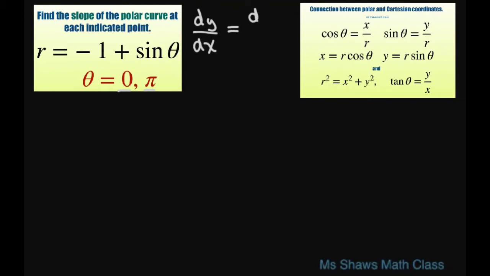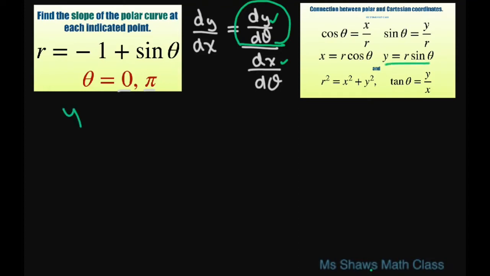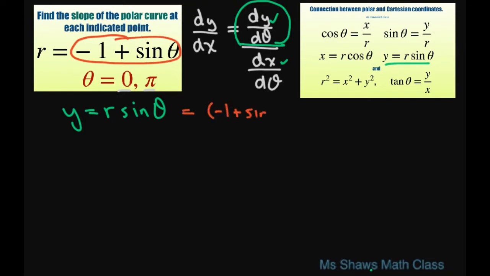This is going to be the derivative of y with respect to theta divided by the derivative of x with respect to theta. So we need to find our y and our x. Let's do y first. Our y equals r sine of theta. We have our r, so substitute that in. So this is going to equal -1 plus sine of theta, that's for your r, and then you multiply by sine of theta.